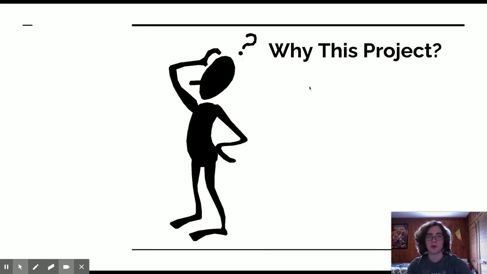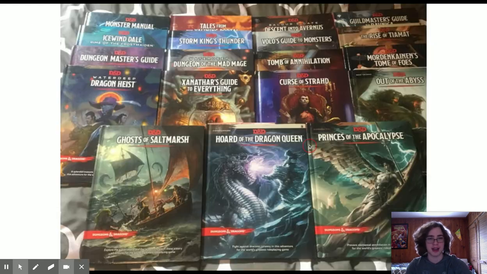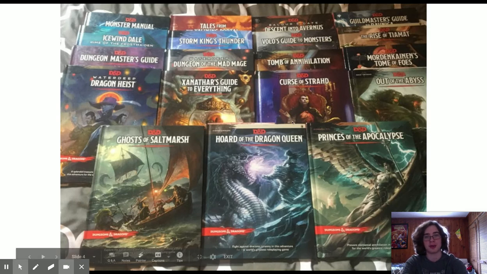So, why this project? Why did I choose to do this one? Well, I have a long history with Dungeons and Dragons. I've been playing it for several years, and I started playing it with my dad. We started in first edition and moved up to the current edition, fifth edition, and this is a picture of our book collection right now for all of the published books for fifth edition.